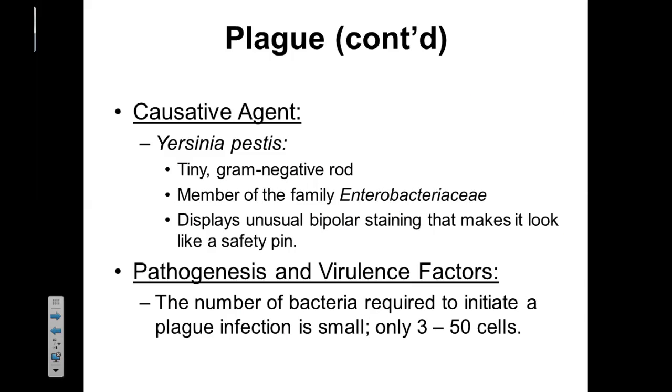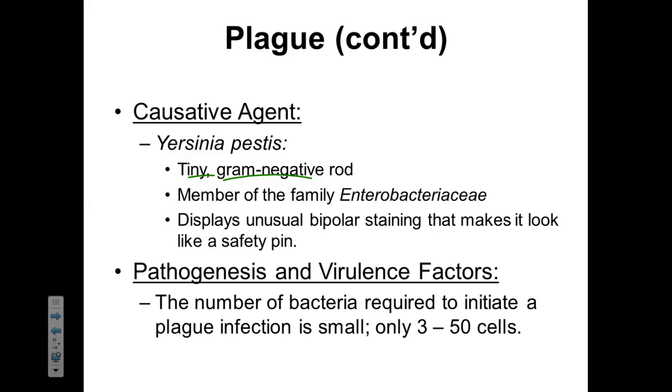So the plague is caused by Yersinia pestis, or Y. pestis. This is a bacterium that's very tiny. It's gram-negative. It's also a rod-shaped bacterium. It's a member of the bacterial family known as Enterobacteriaceae. This bacterium is going to display an unusual bipolar staining.